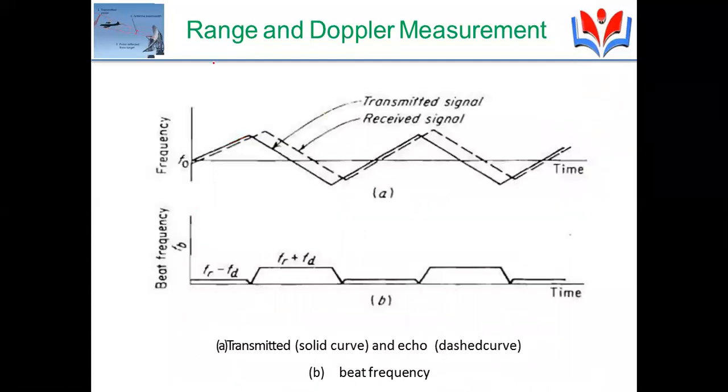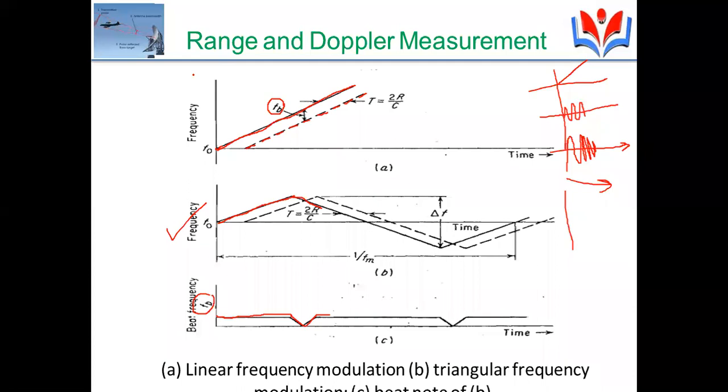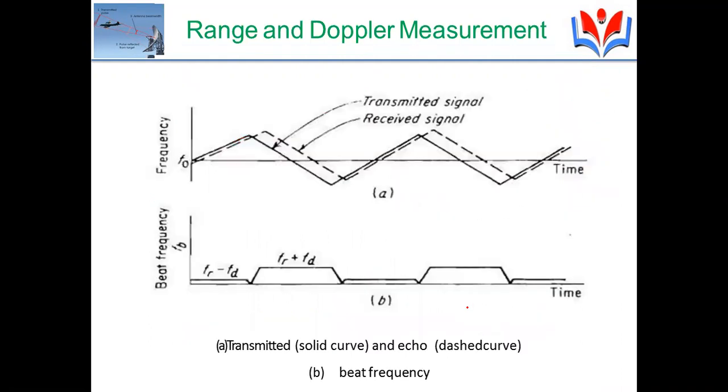So this is completely for an example of a static object. If a static object is there, we will have the beat frequency like this. For example, if the object is moving, the condition will be just as follows.